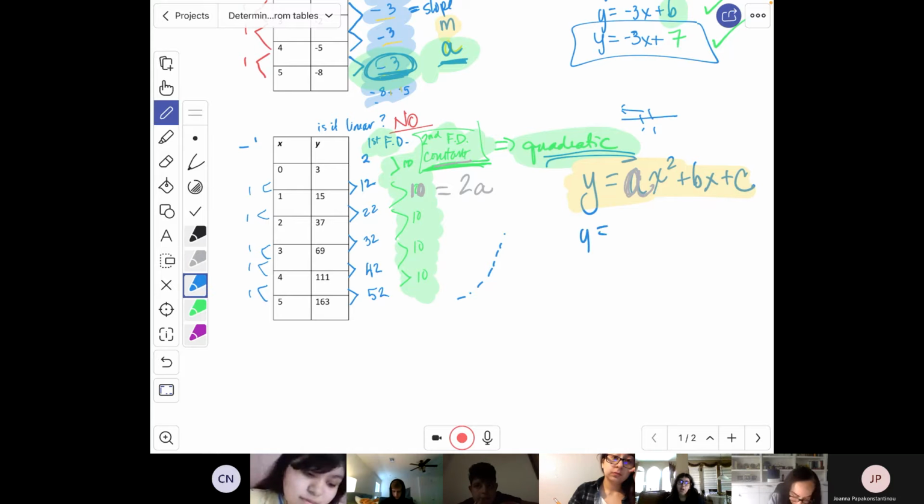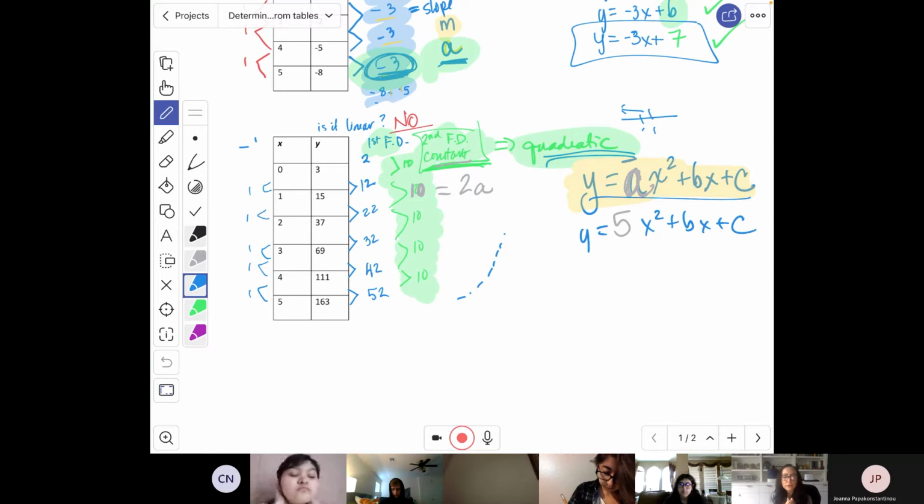Now, that is fantastic. Look at us writing this equation. If you can calculate the second finite difference and get it to be a constant, you know it's quadratic. You know that whatever number that second finite difference is equals 2 times the value of a, the coefficient of x squared. We have found a. Is there anything else from this table that you can tell me about this equation? Is there any other value I can substitute into this equation?